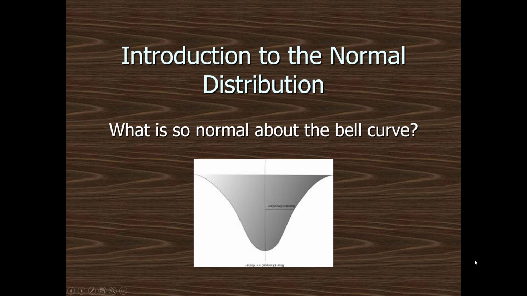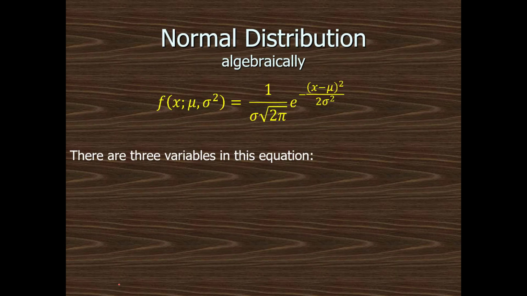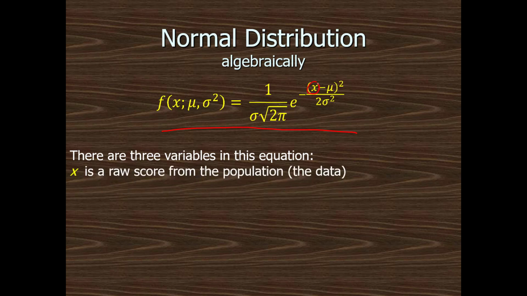Hello. In this video, we're going to take a closer look at the normal distribution, or the normal curve, bell curve, as you may call it. First of all, this is a very quick look at the algebra. So this is what the equation for the normal distribution looks like right here. And you'll notice there are three variables in this equation. One is the raw score x.